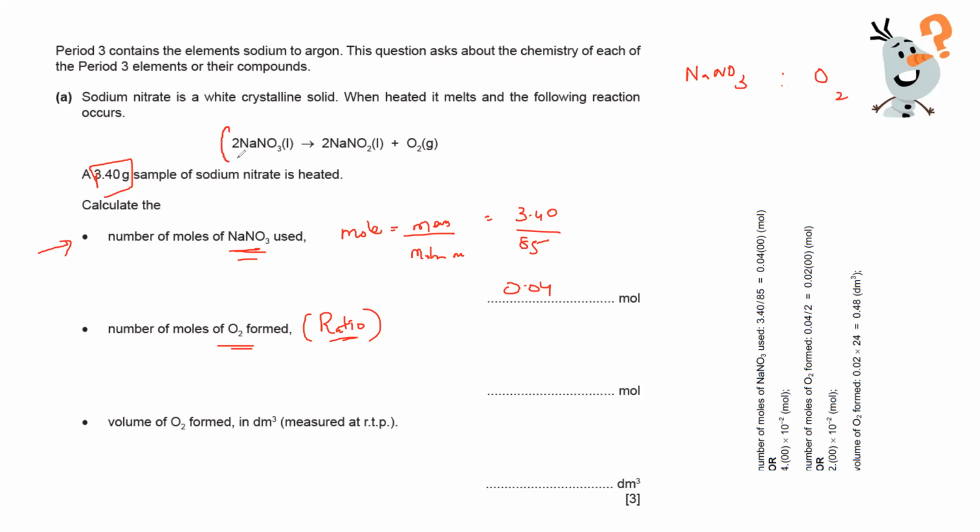What is the ratio between sodium nitrate and oxygen? How many moles are there in the equation? If there are 2 moles of sodium nitrate, there should be 1 mole of oxygen. So the ratio between them is 2:1. But in the question, we don't have 2 moles. In the question, we have 0.04. So if we have 0.04 moles, then how many moles of oxygen are there? X. We cross multiply.